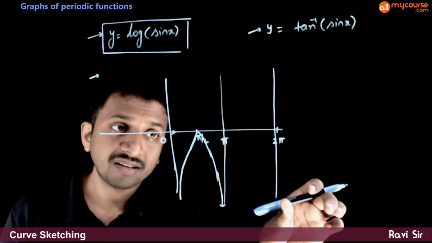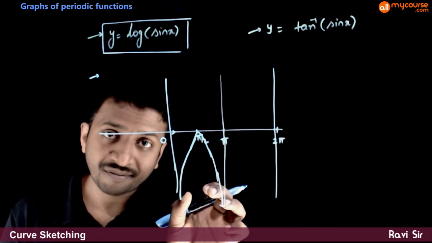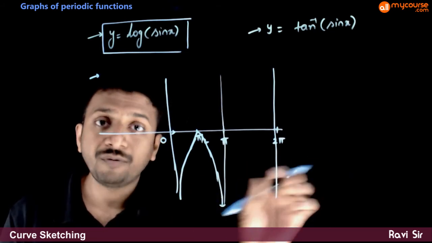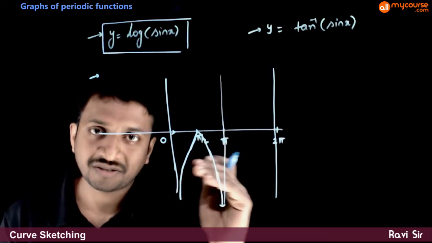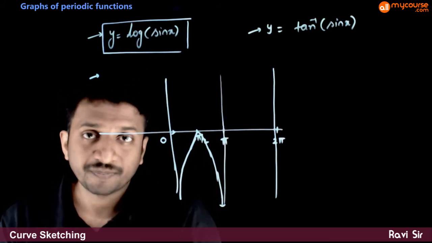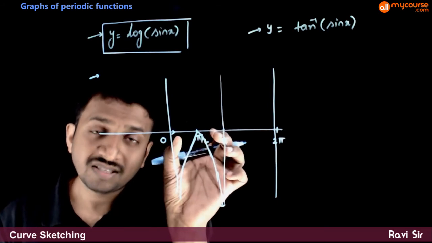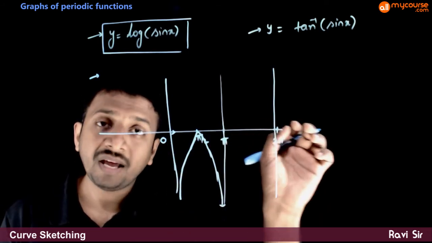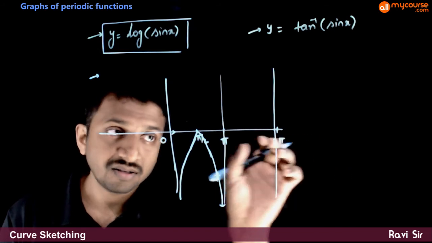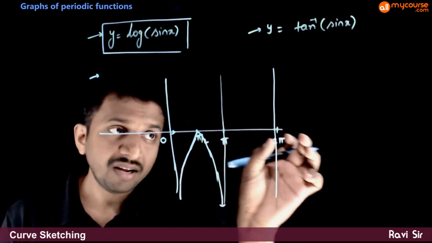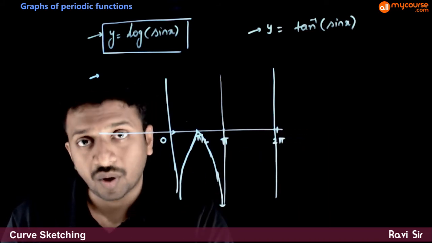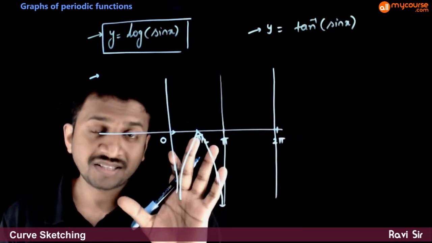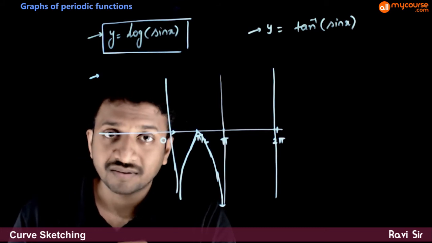Between 2 pi and 3 pi, the same graph happens. And between 3 pi to 4 pi, again no graph. So this graph alternates, because the domain of this is only between 0 to pi, 2 pi to 3 pi, and 4 pi to 5 pi, and so on. So I hope you understand how to draw the graph of log of sin x.